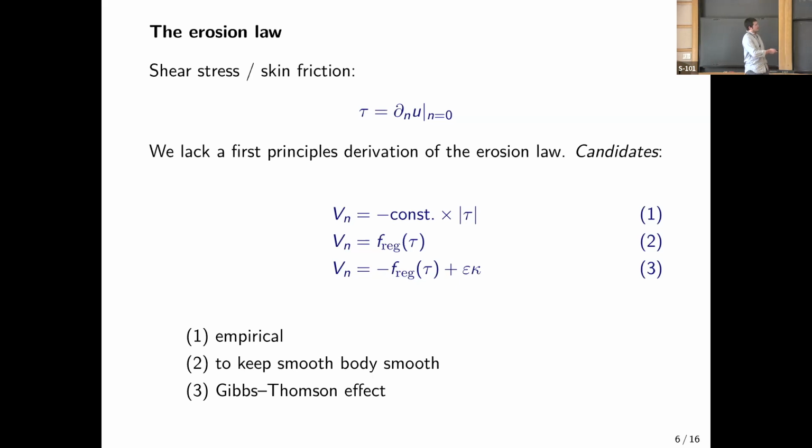So instead, you can work with this regularized law. You take some function f reg, it's a regularization of absolute value. You can expect that smooth bodies at least have a chance of staying smooth. There's also this third law, which builds in another physical effect called the Gibbs-Thompson effect, which has to do with the curvature of the body. And this is roughly the law that was used in the numerical simulations a couple of slides ago. But we're going to be focusing on laws 2 and 3.